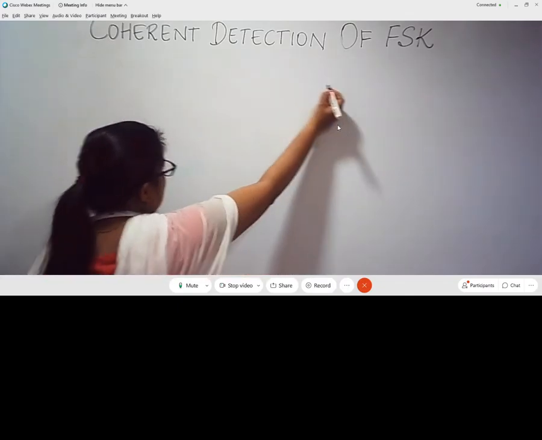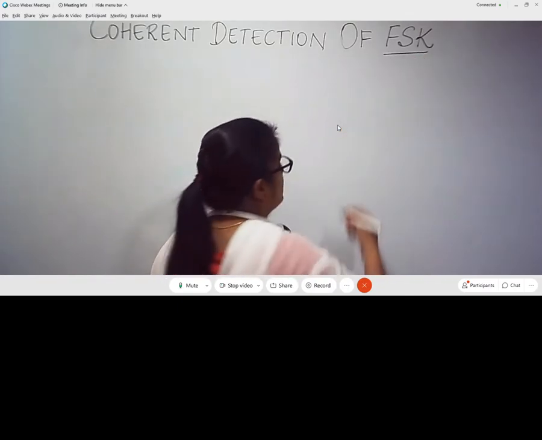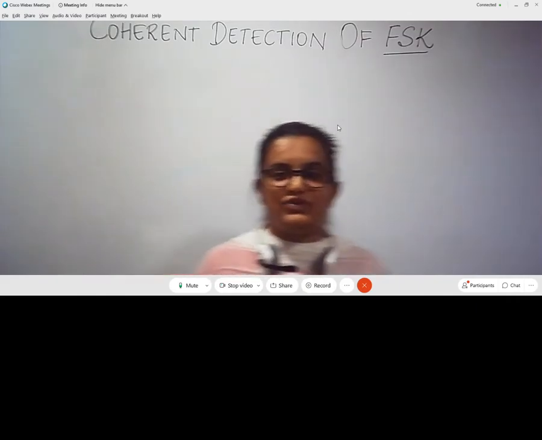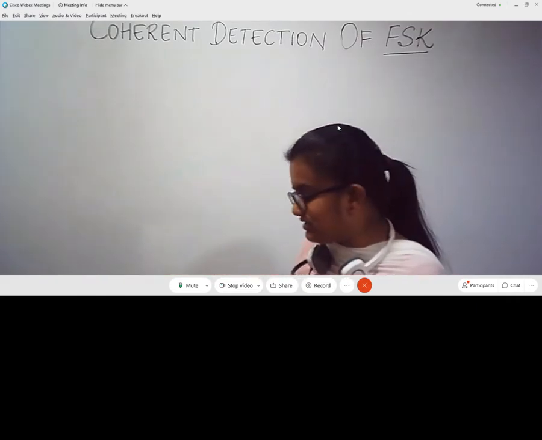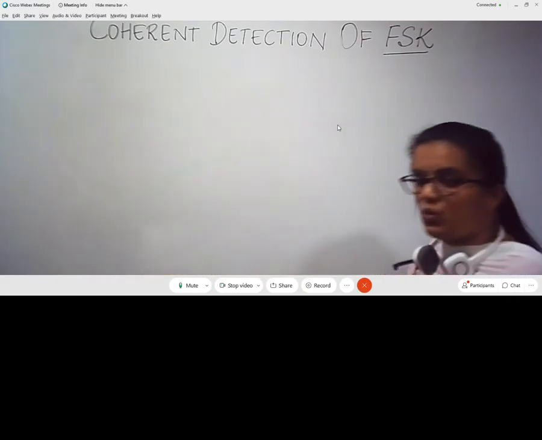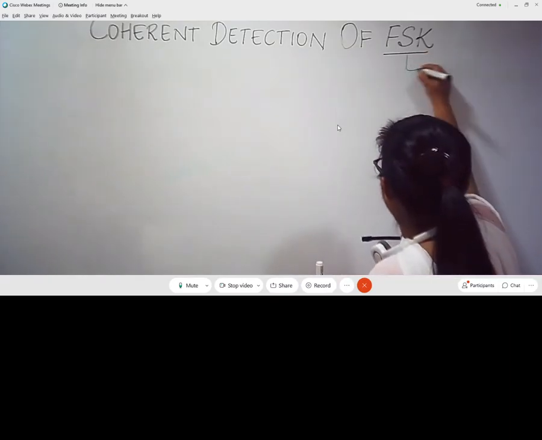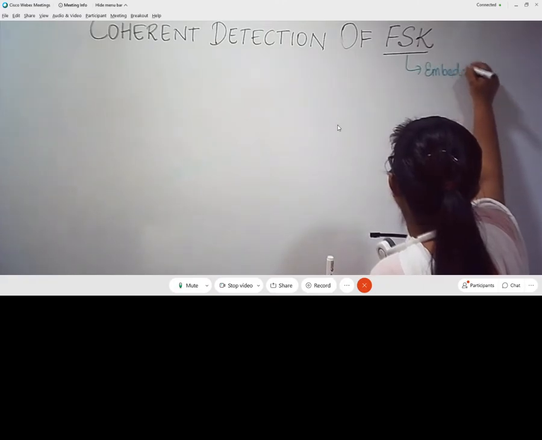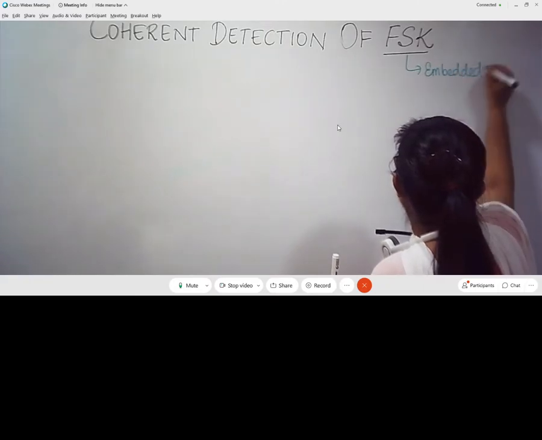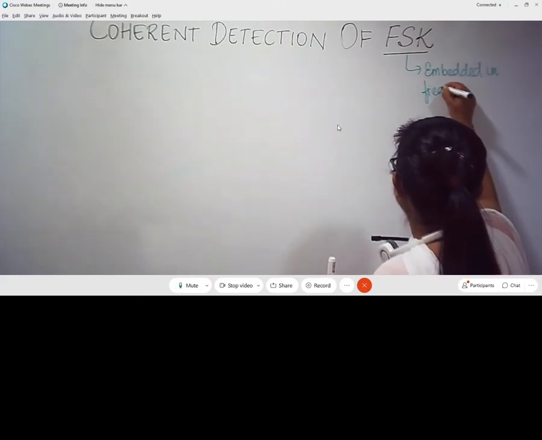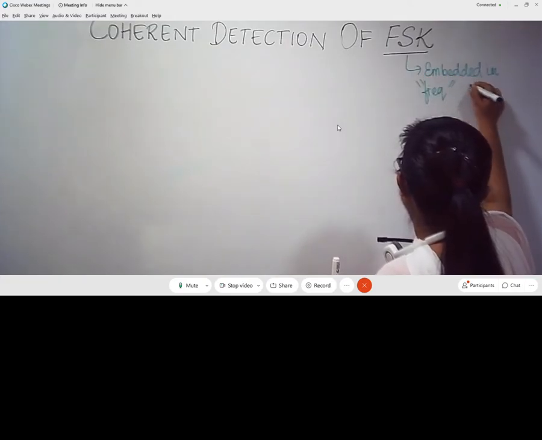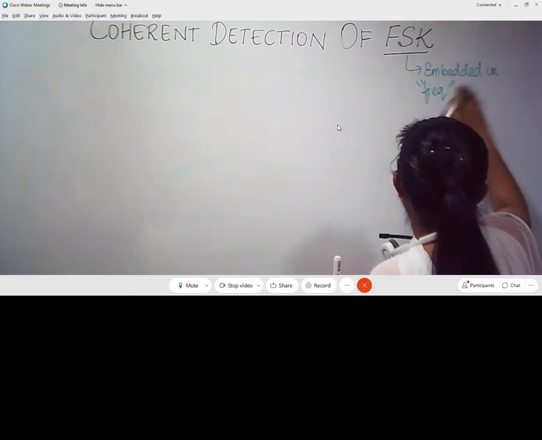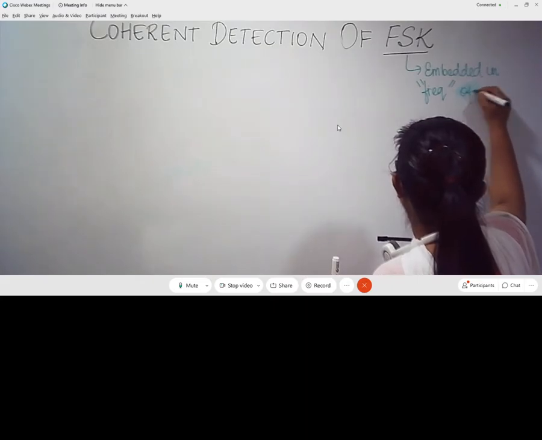So coming to the FSK system, what do we mean by FSK? FSK is a digital modulation scheme where the information is embedded in the frequency of the carrier, which is the parameter of the carrier. The information is embedded in the frequency of the carrier.